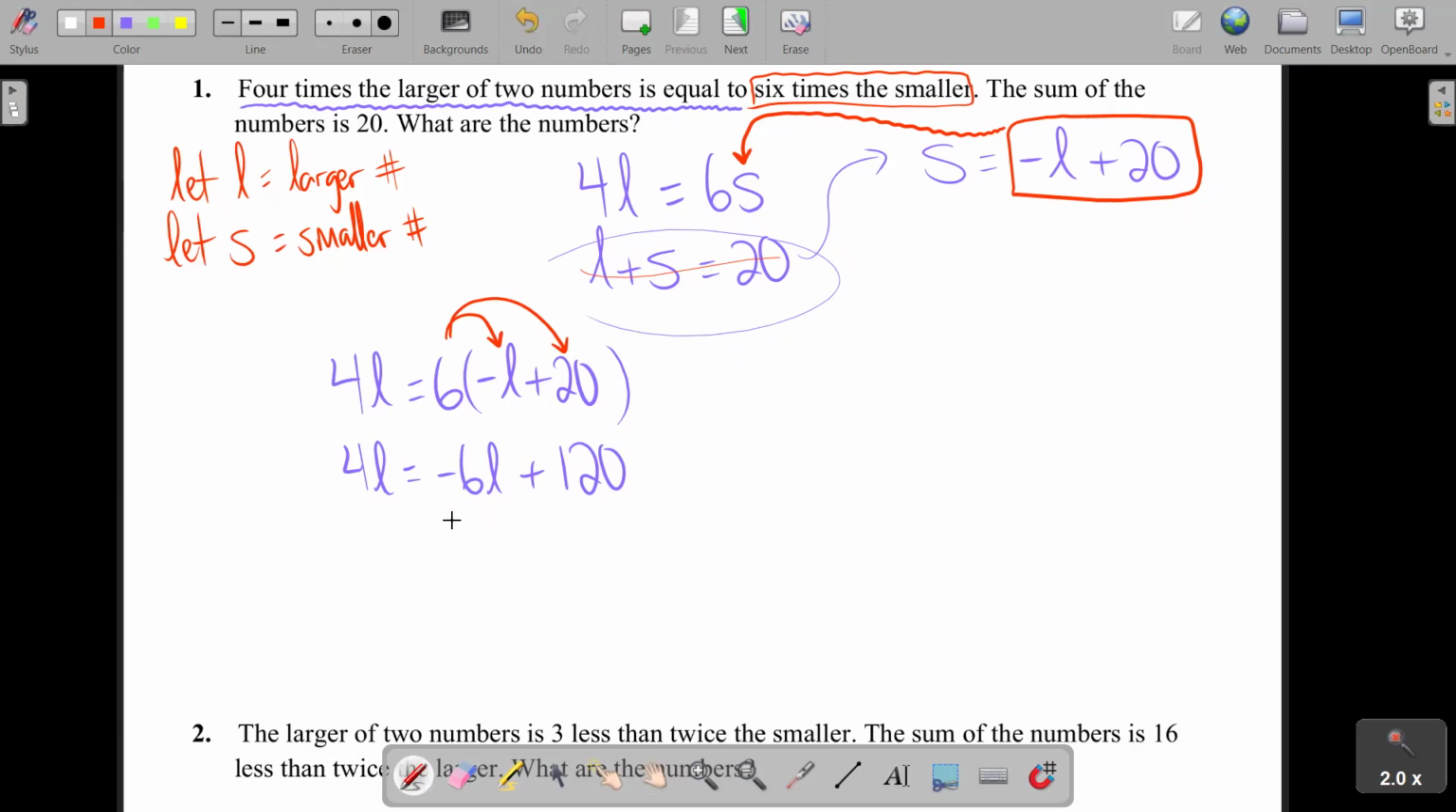So if I take this 6L and I move it across, just showing my work here a little bit, just in case, then what happens is I am right back where we're comfortable. As I finally go, oh, I see. I have 10 L's on the left. I have 120 on the right. That's what I was hoping to see. A nice normal equation like this. If you divide both sides by 10, what is L? 12. So we made it.